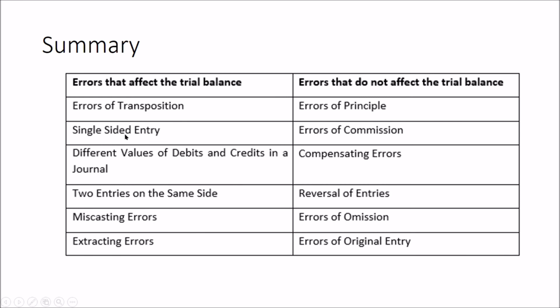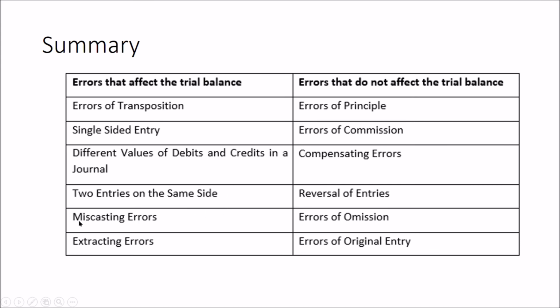A single-sided entry is where I've missed either the debit side or the credit side. Different values of the debits and credits in the journal: I've got my debits not equal to my credits in the journal. I've got entries on both sides, so I've posted them all as debits, or I've posted it all as credits, and my debits no longer equal my credits.